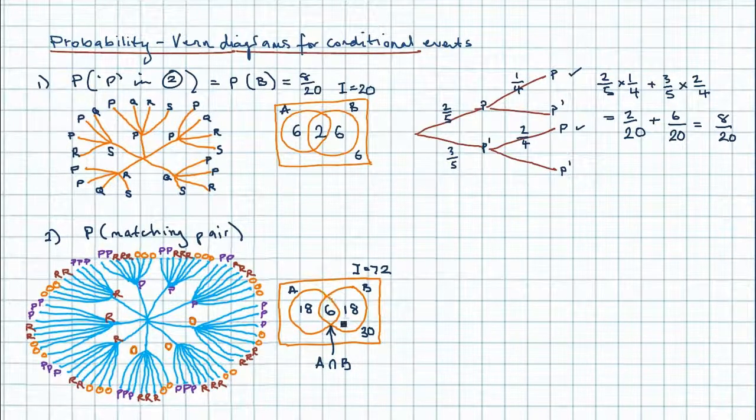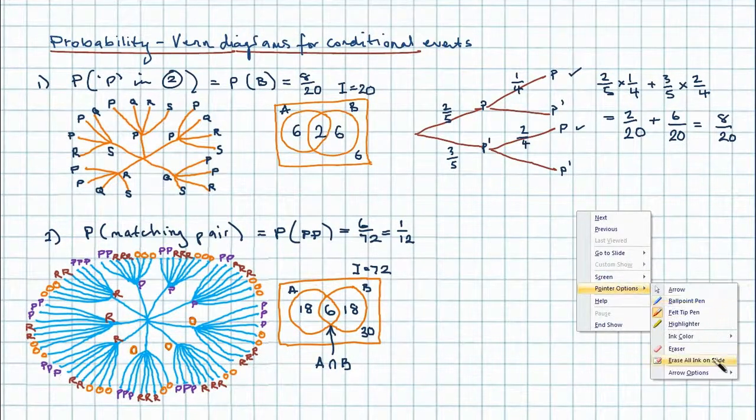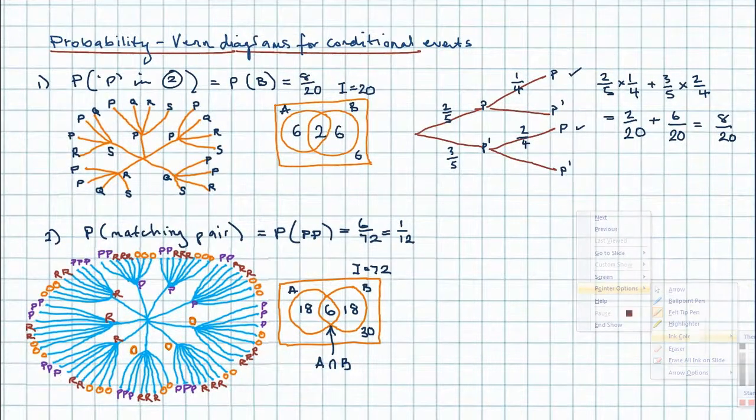So we're dealing with that, so it's 6 out of the total sample space, which is 72. So the probability of, let's say, PP, so 2 purple socks, equals 6 out of 72. And divide top and bottom by 12, and we get 1 out of 12. So it's 1 12th.